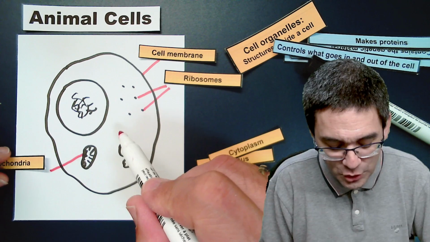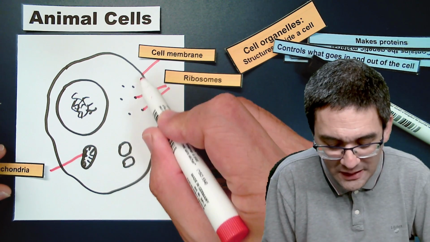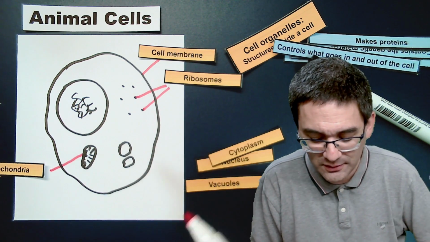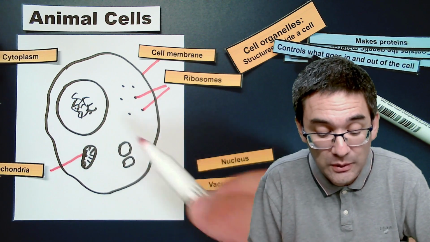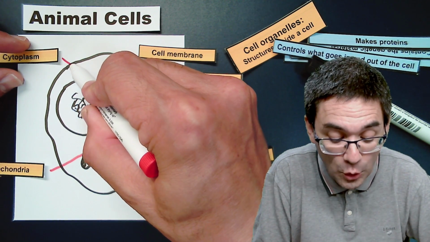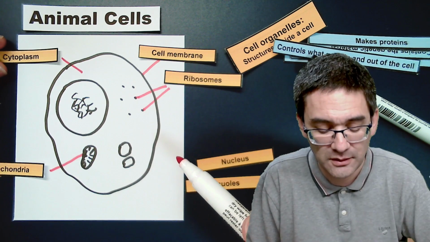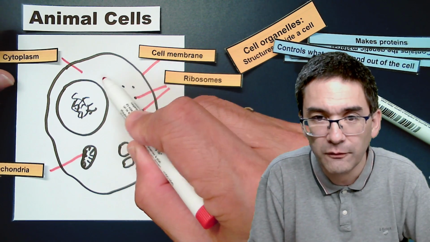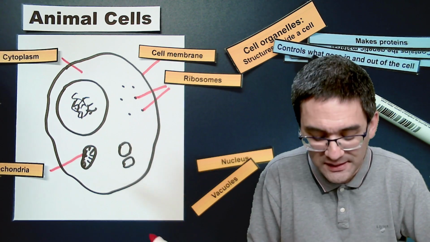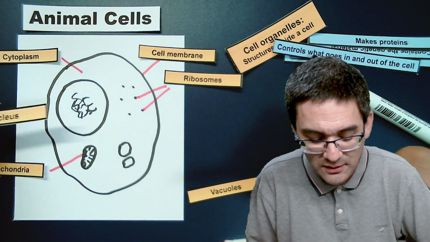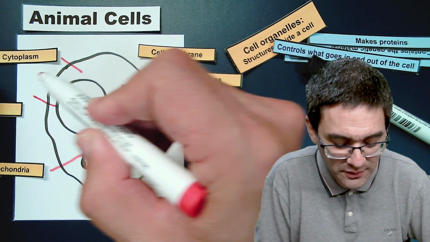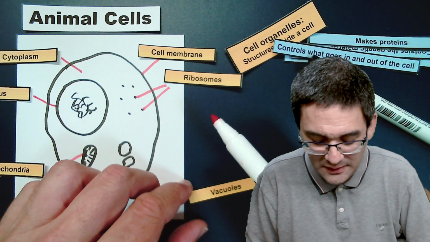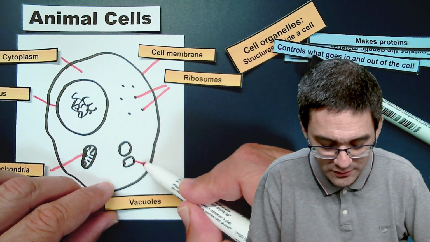Okay, we'll always make sure that the structure that you want to label actually touches the object. The cytoplasm is not a cell organelle, it is simply the liquid content or the living content of the cell. So it's this, the fluid that fills the cell. The nucleus contains the genetic material and the vacuoles over here.